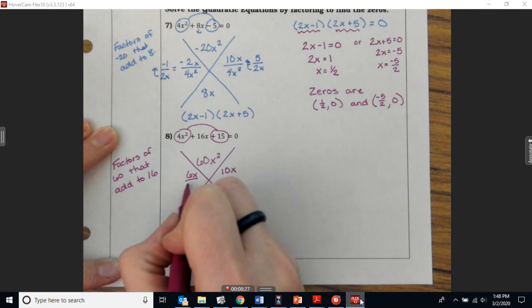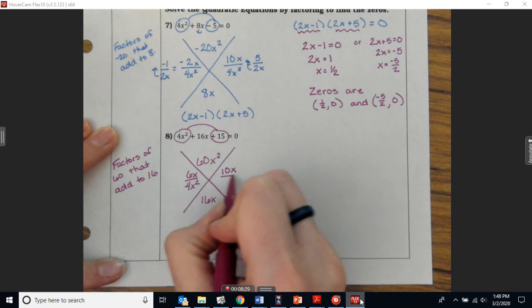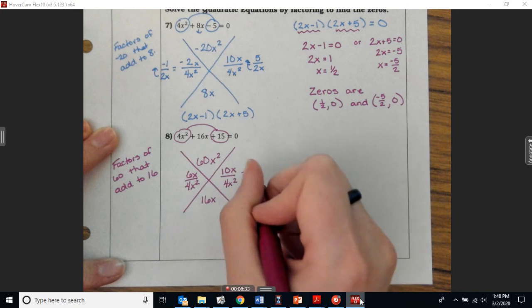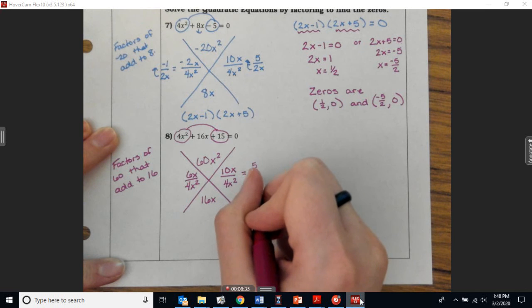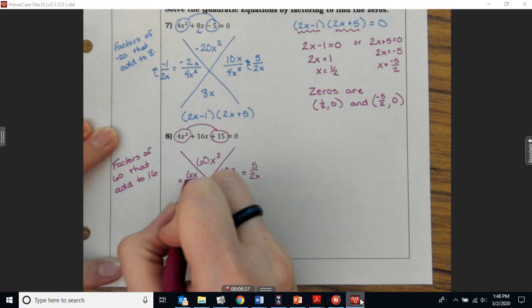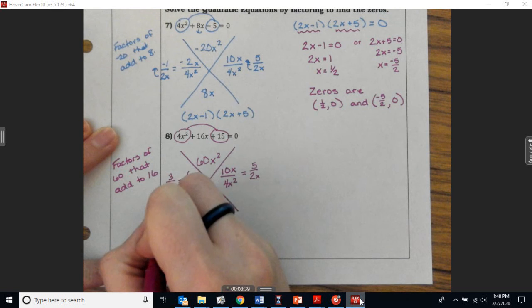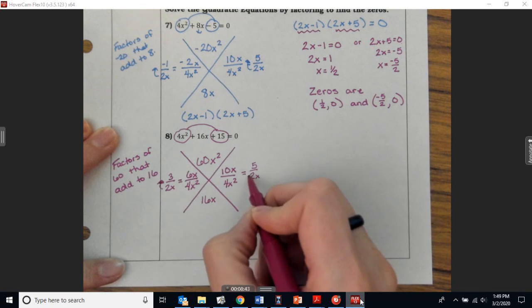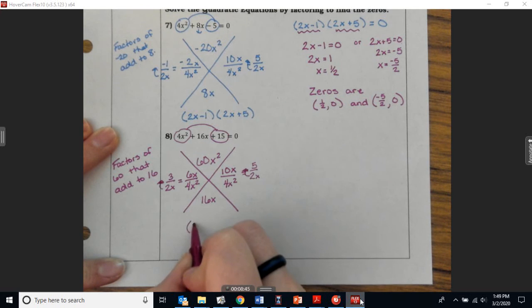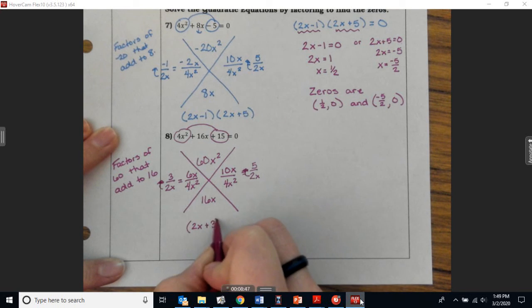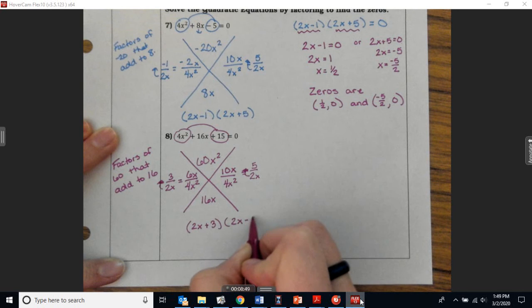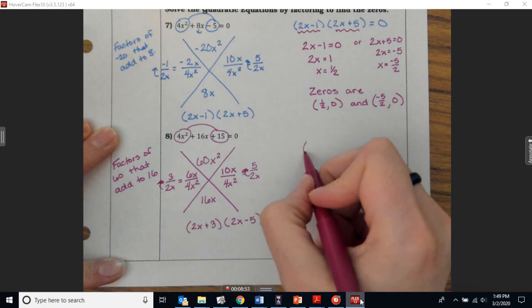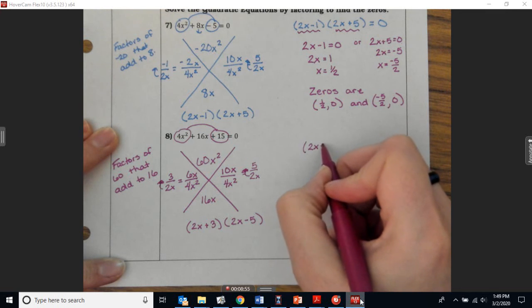And when we divide by the first term, and we simplify, both these divide by 2, so I get 5 over 2x. And here I can divide by 2, and I get 3 over 2x. And then move the bottom to the front. So I get 2x plus 3 and 2x minus 5. So now I rewrite it, and I say that this equals 0.